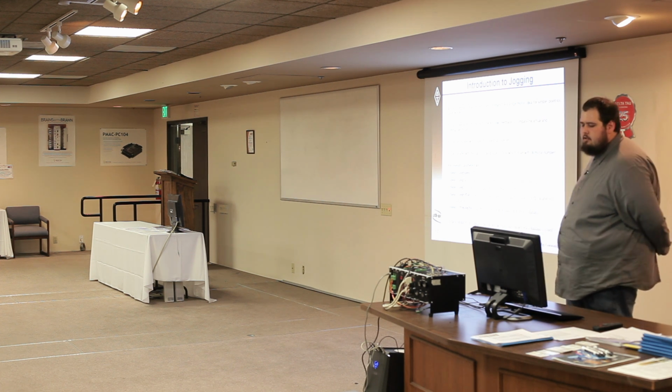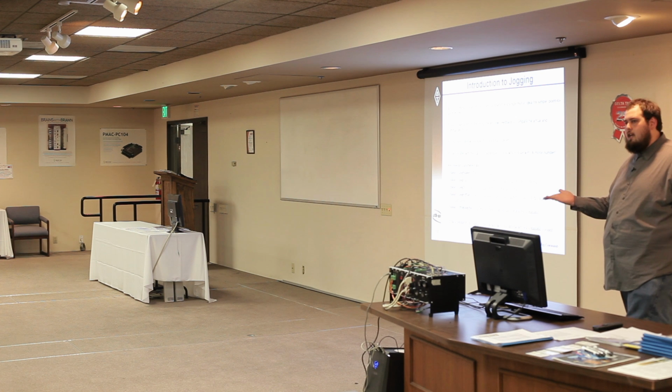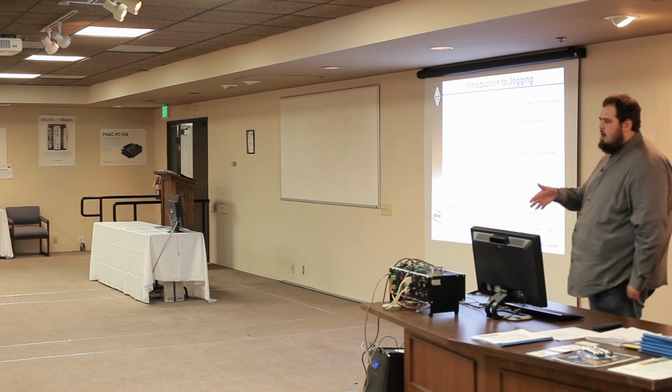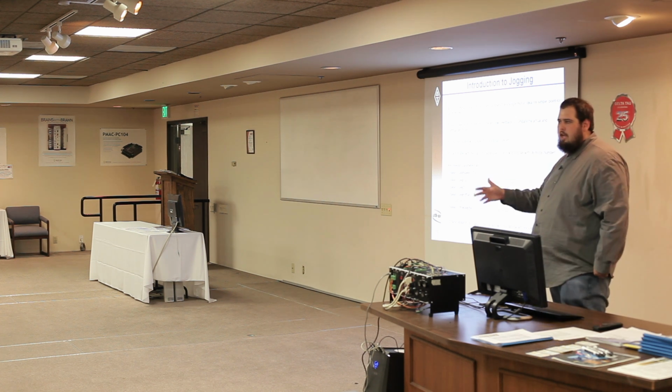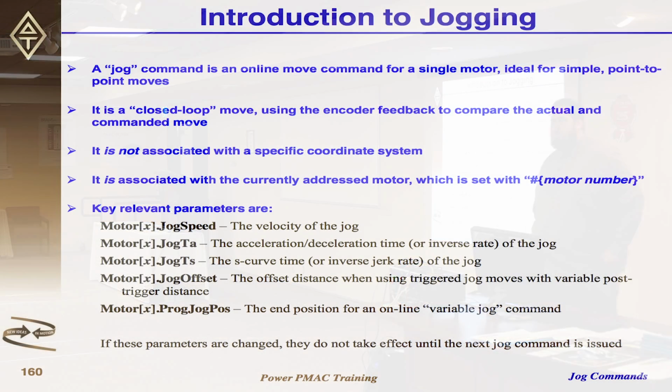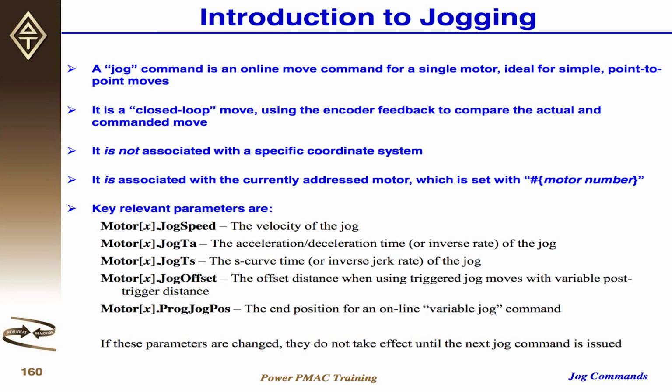Technically a jog command is just the J key. Normally it'll be pound motor number J command. So you could issue pound 3 J plus to move motor 3 positively indefinitely. And if you don't issue that pound N, pound whatever motor number, it will just issue the jog command to whatever the motor you last addressed was.